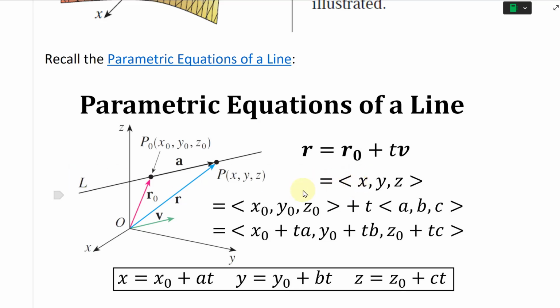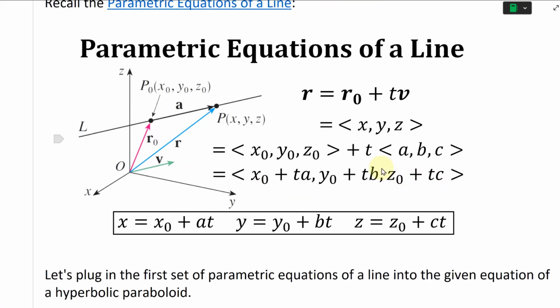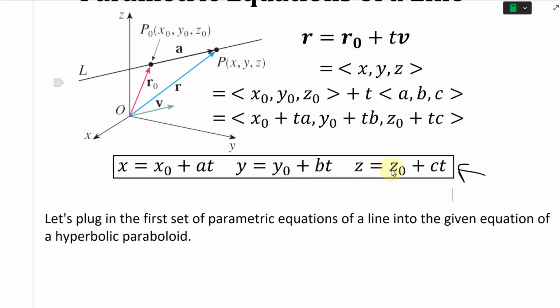And you can write this in bracket form, meaning a vector x, y, z, just a point on there. You can also break it up into its components: x0, y0, z0 as a vector plus t times the vector a, b, c. Then you can add these vectors up: x naught plus ta, y naught plus tb, z naught plus tc, as a vector. Then you can separate these and you get the parametric equations: x equals x naught plus at, y equals y naught plus bt, z equals z naught plus ct. So that's our parametric equations.